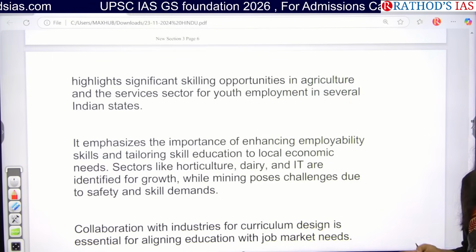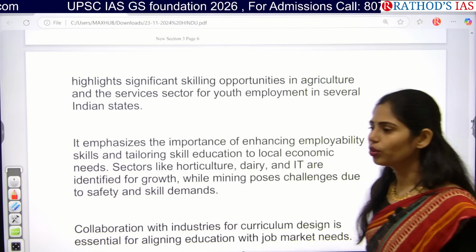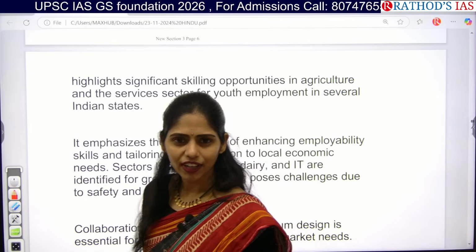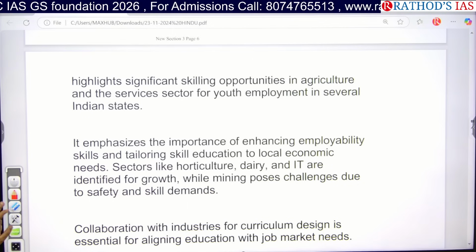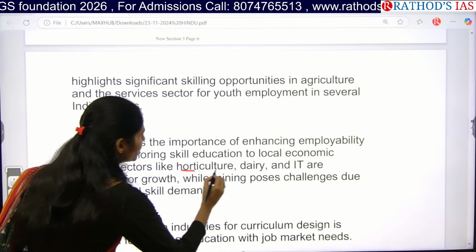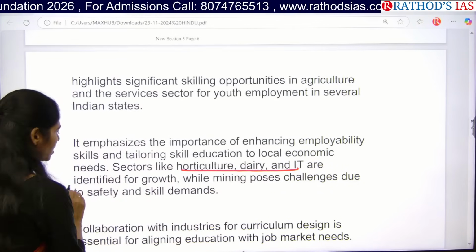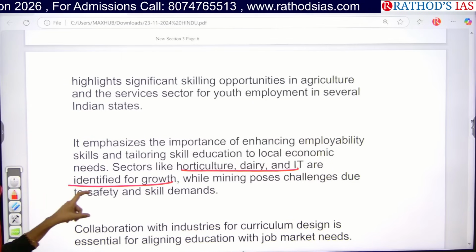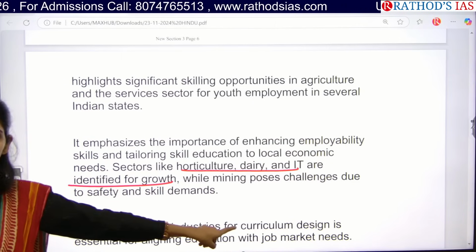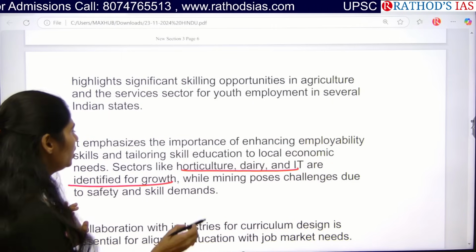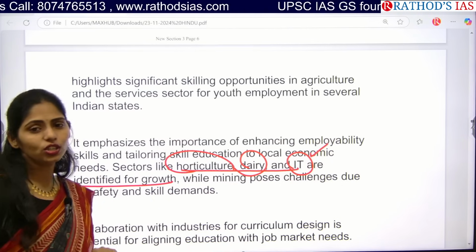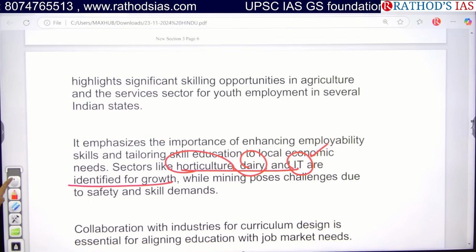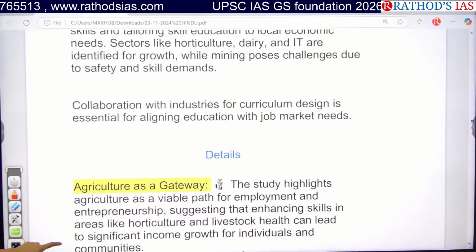For example, in agriculture also, not only growing of food grains, we even have different types of culture like horticulture, sericulture, floriculture, like that. So sectors like horticulture, dairy, IT, etc., are identified for the growth. Especially in service sector, IT is having more growth. So in horticulture, in dairy, in IT sector, we can go for youth skilling. Okay, so those things are mainly said here.